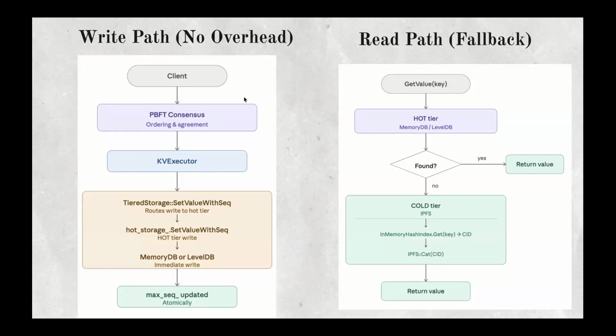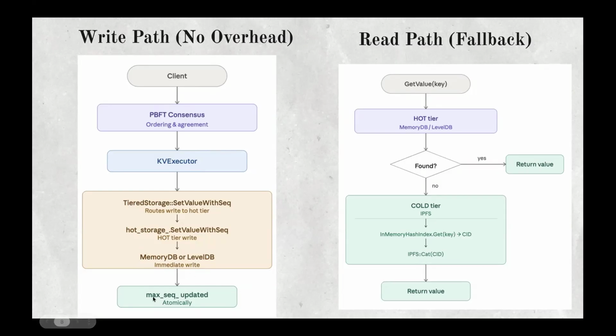So this is the write path, which indicates no overhead. This is the exact existing flow. Writes go straight to the hot tier. After PBFT consensus ordering and agreement, it goes through the KV executor. It goes straight through the tier storage interface to the hot storage interface, and whatever the implementation of the hot storage is, either MemoryDB or LevelDB, it does an immediate write.